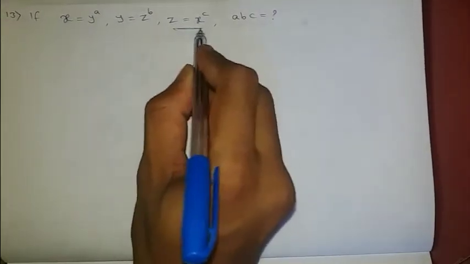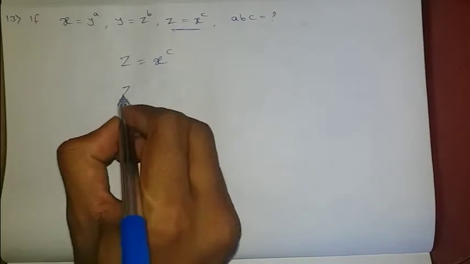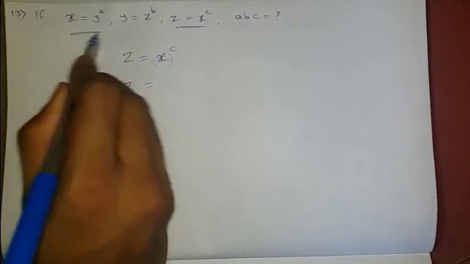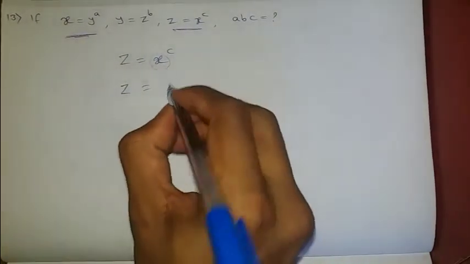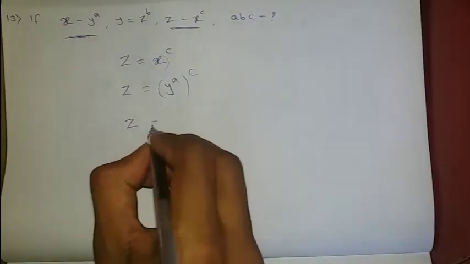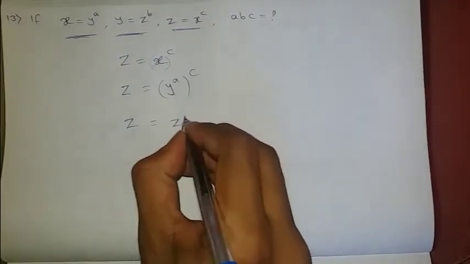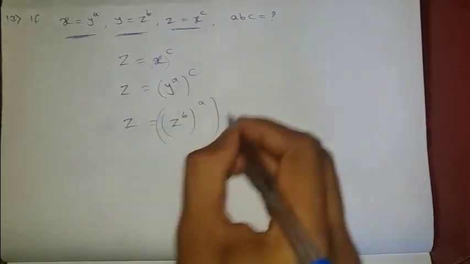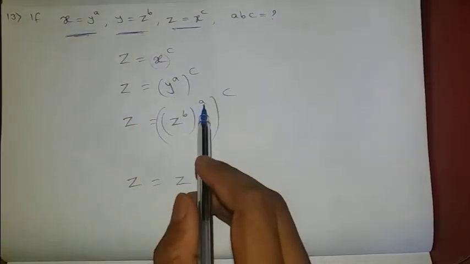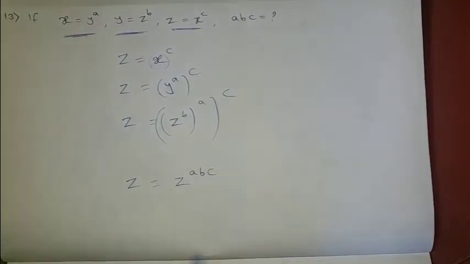So first I am taking this third one, z is equal to x power c. Left side z I am writing as it is. In the place of x, x is equal to y power a. So in the place of x I am writing y power a whole power c. In the place of y, y is equal to z power b, so z power b whole power a whole power c. So z is equal to z power b into a into c, bac or acb or abc. So I am writing it as abc.